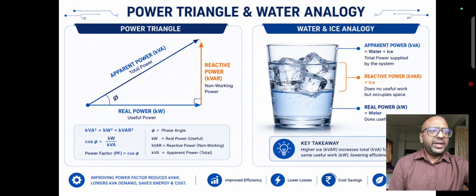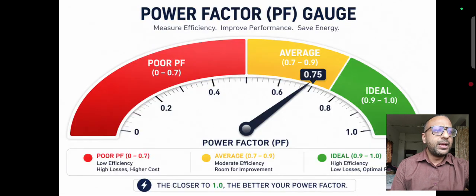Power factor is simply efficiency. It is the ratio of real power that actually does the work to apparent power, the total power your utility supplies. Think of it like a drink. Real power is the liquid. Reactive power is the ice taking up space. A high power factor means less ice, more value.